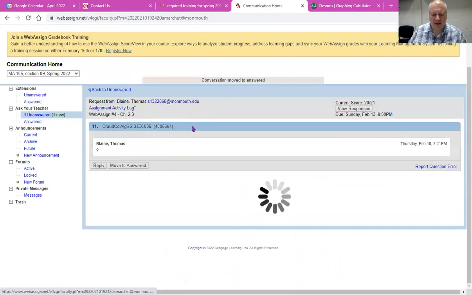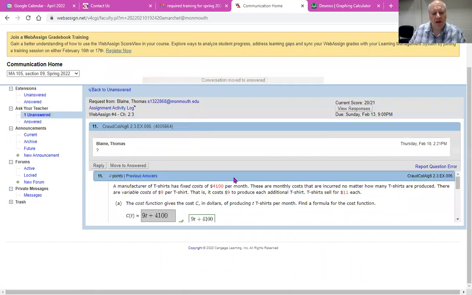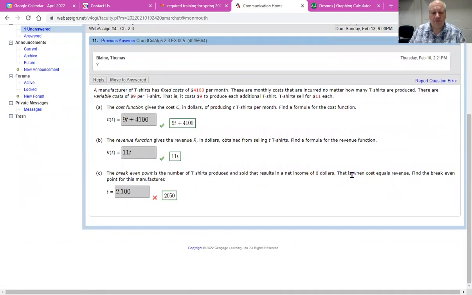And now I have Tom has a question. Okay. Looks like we're going to focus on the last one. I can see that you have a good grasp on all of them except the last one. Let's just focus on the last one, okay? And the last one says the break-even point is the number of t-shirts produced and sold that results in the net income of $0. That is when cost equals revenue.